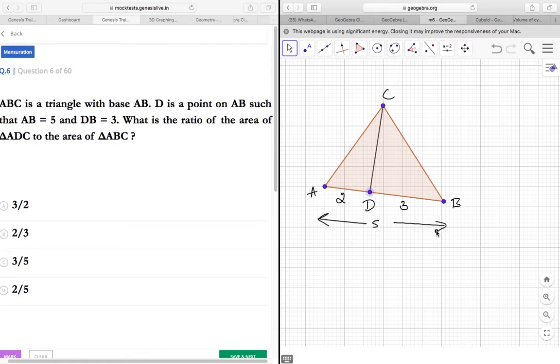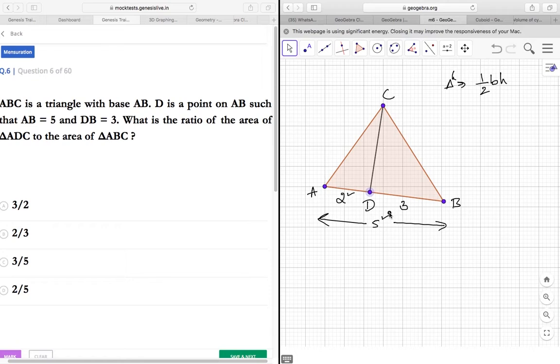Fine, great. So they have asked the ratio of the area of triangle ADC to the area of triangle ABC. Now, what is the area of a triangle? The area of a triangle is, we all know, half into base into height. Now, we are talking about these two triangles, one is ADC, the other is ABC. In these two triangles, we know the value of the base. The base of ADC is 2 and the base of ABC is 5.